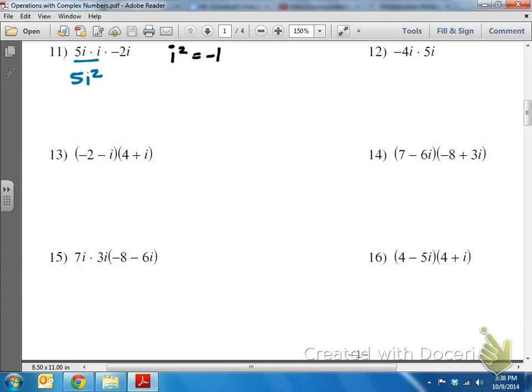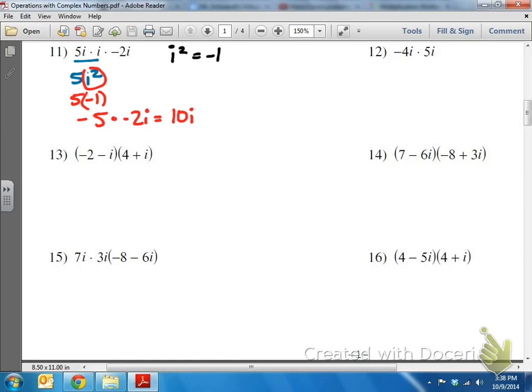So in this problem, that i squared means it will be 5 times negative 1. And 5 times negative 1 is negative 5. Then we continue the rest of the problem. Negative 5 times negative 2i will give me positive 10i. So the important thing to remember here is that i squared will always be replaced by negative 1.